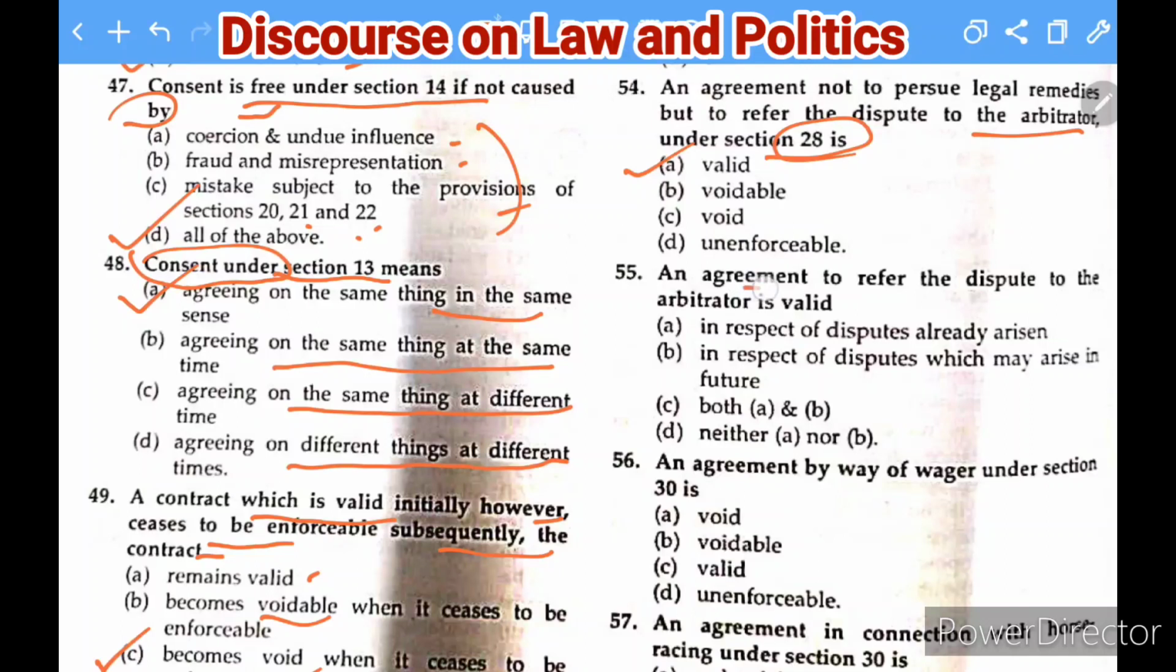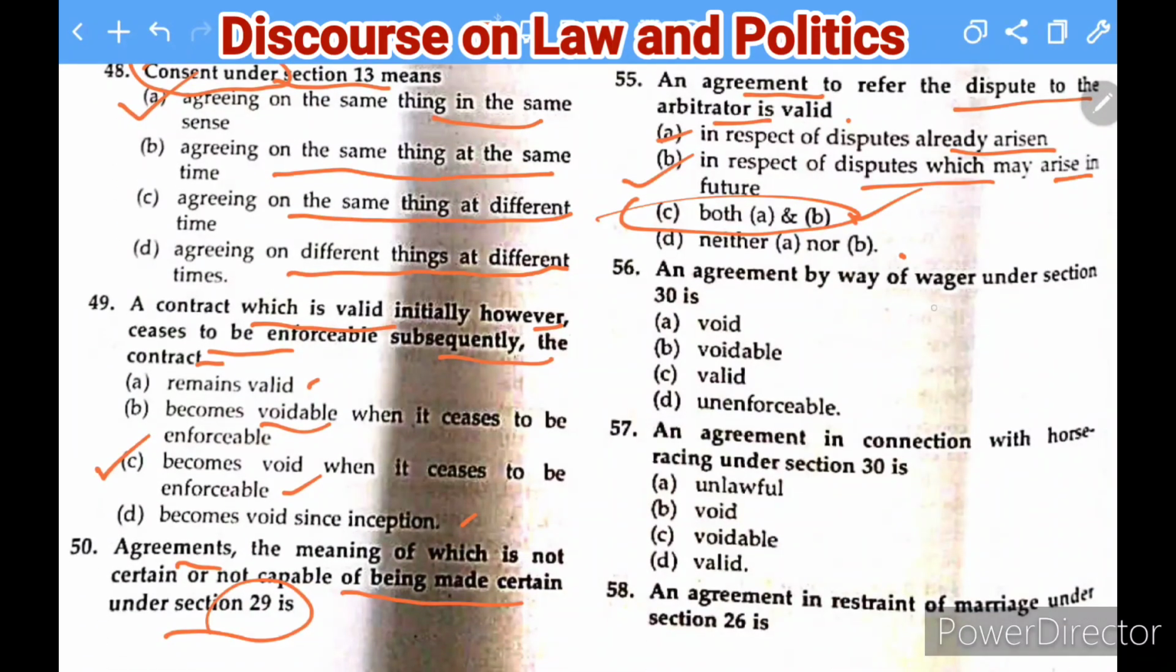Moving to the next question, an agreement to refer the dispute to the arbitrator is valid in respect of disputes already arisen or in respect of disputes which may arise in future: both A and B, or neither A nor B. So just give your answer here. You can find that it applies in respect of disputes which may arise in future, and also those already arisen. So this one is the correct answer, both A and B.